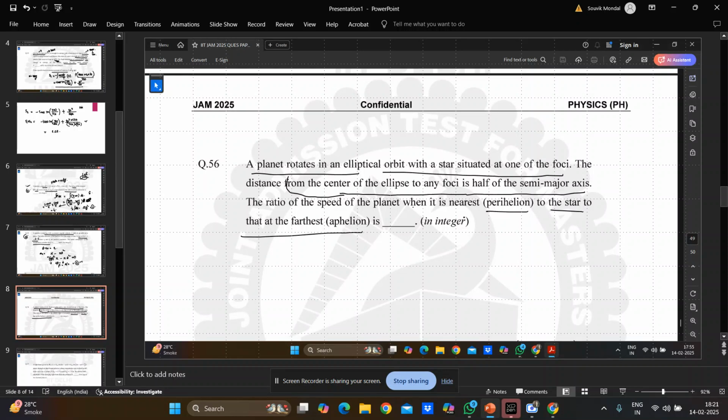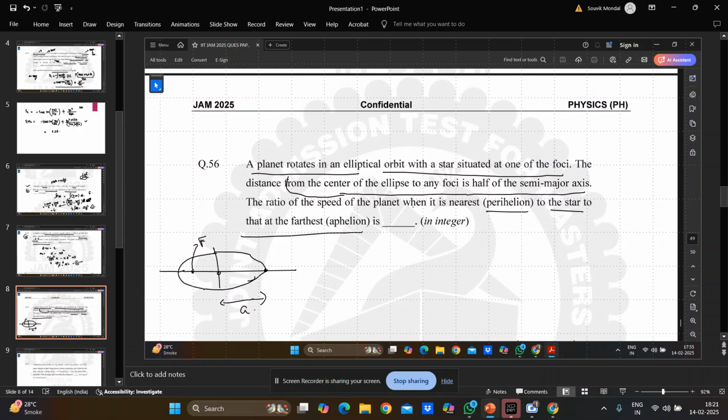Okay. So the ratio of the speed of the planet when it is nearest, at perihelion to the star, to the furthest, aphelion, in integer. Basically you have to know the diagram of the ellipse first. You should have clear knowledge about what is the center, what are the foci, and what is what. So this is the center, and this distance is a, the center to this perimeter.